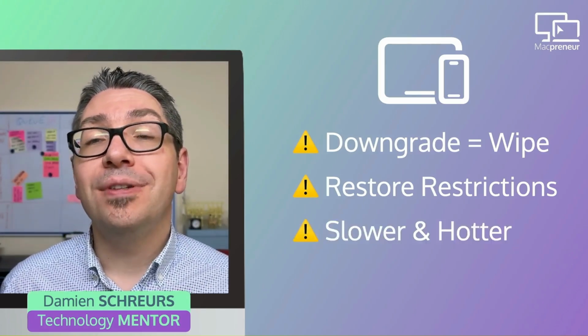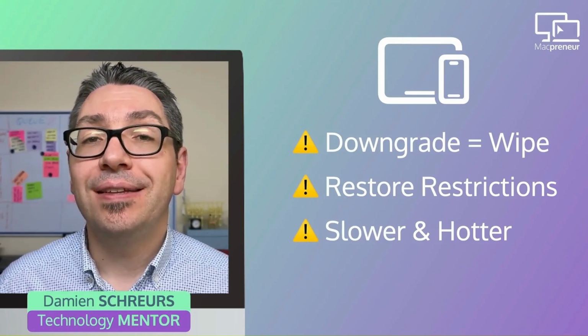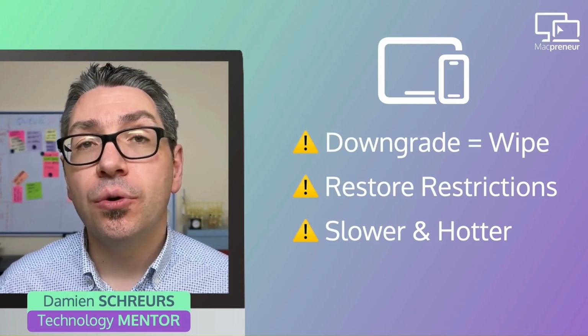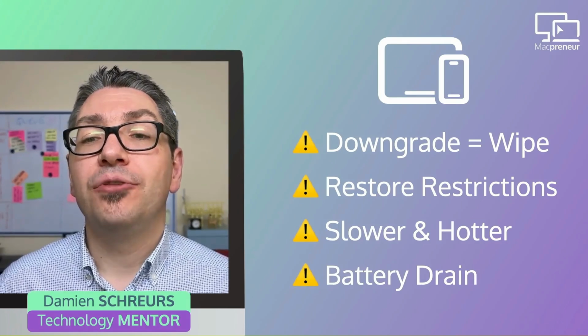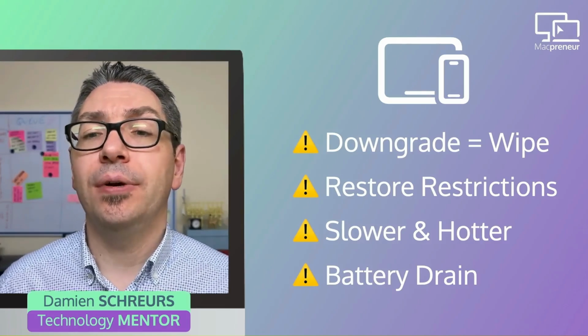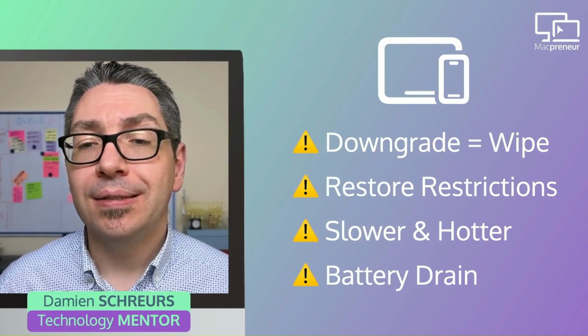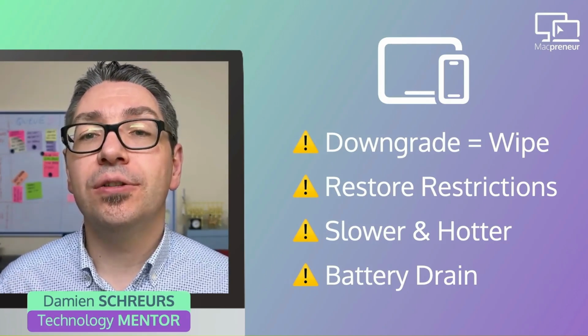And then mobile devices running a beta version of iOS or iPadOS tend to run noticeably slower and hotter. And finally, the battery drains much faster because beta versions of iOS and iPadOS are not fully optimized yet, and there are background telemetry and logging tasks running constantly.